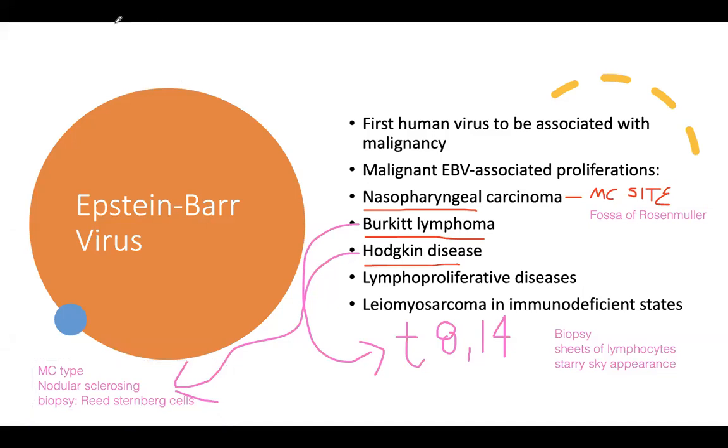Give you a minute to go over this. So again, emphasis on these three cancers: nasopharyngeal CA, Burkitt's lymphoma, and Hodgkin's disease. And some board exam pearls for each cancer.